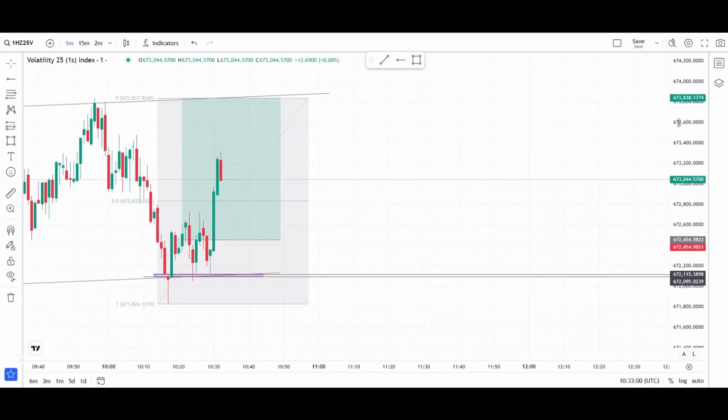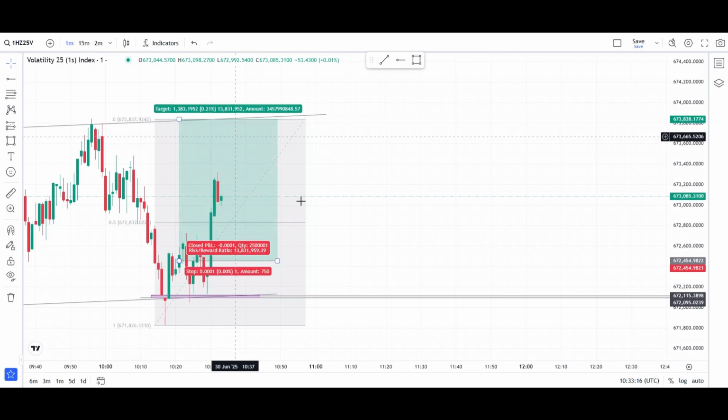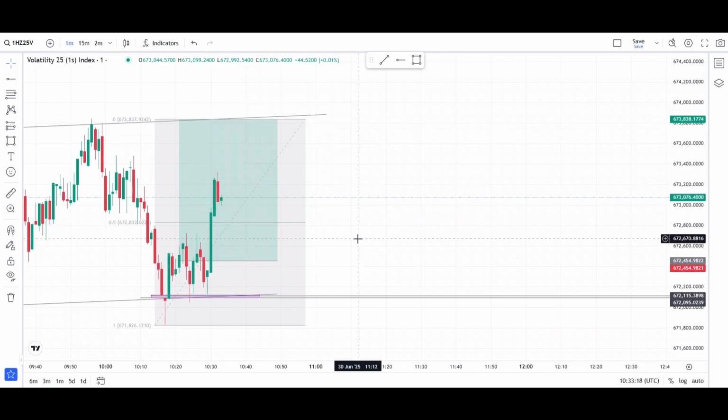Guys, I'm not playing games. I just did this live with you. This is Volatility 25 1S, right? This is my target right here, and I'm risk free at this moment. This is the 1 minute strategy, mind you.